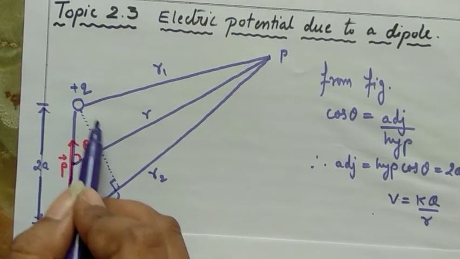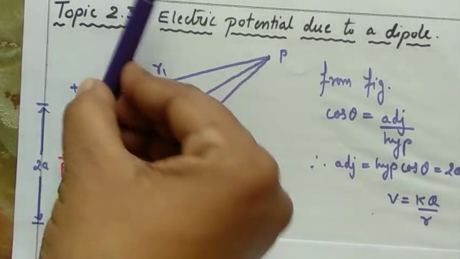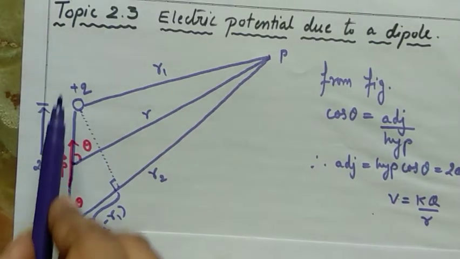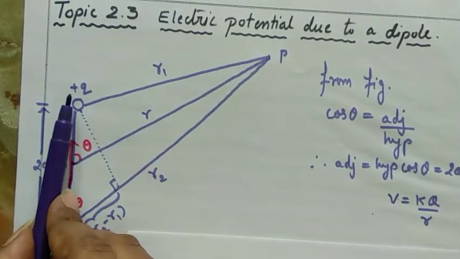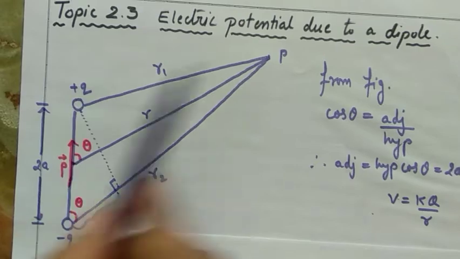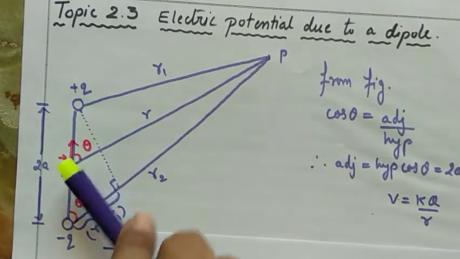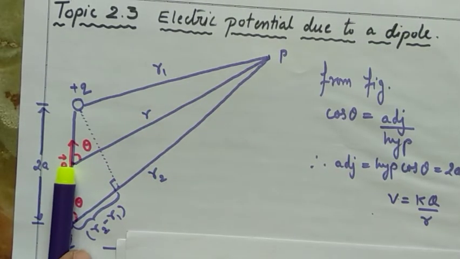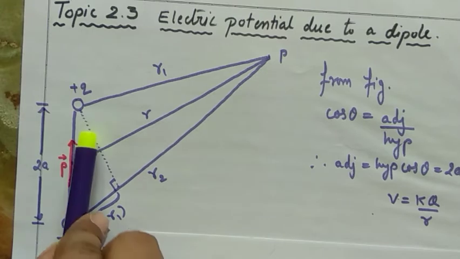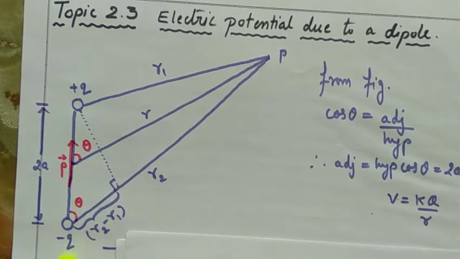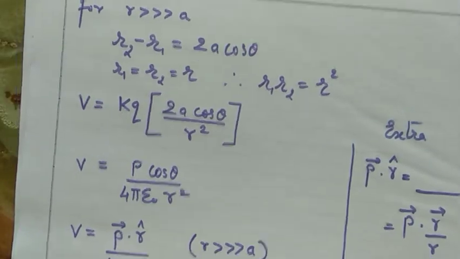So when this theta becomes 0, when this point P comes here, then according to our figure, point P will be close by to positive charge. And when this point P shifts in this way and comes on the axial line along this direction and theta becomes 180, then we'll say that point P is nearby to negative charge. So for that I'll write now.